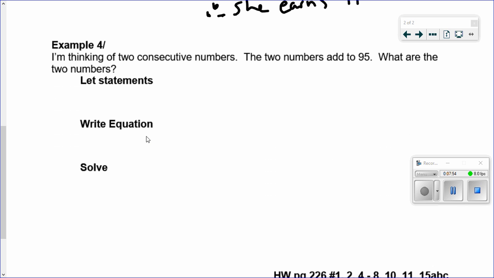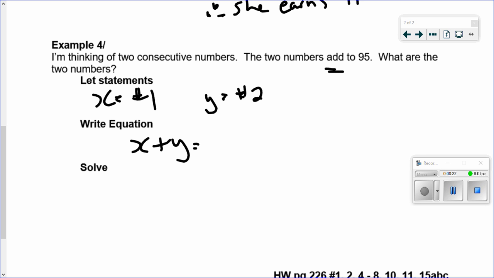Common question that drives people nuts. Thinking of two consecutive numbers. The two numbers add to 95. What are the two numbers? They're just two numbers, so there's nothing really to name these things. X and Y is fine. So the keyword is add. X plus Y equals 95.